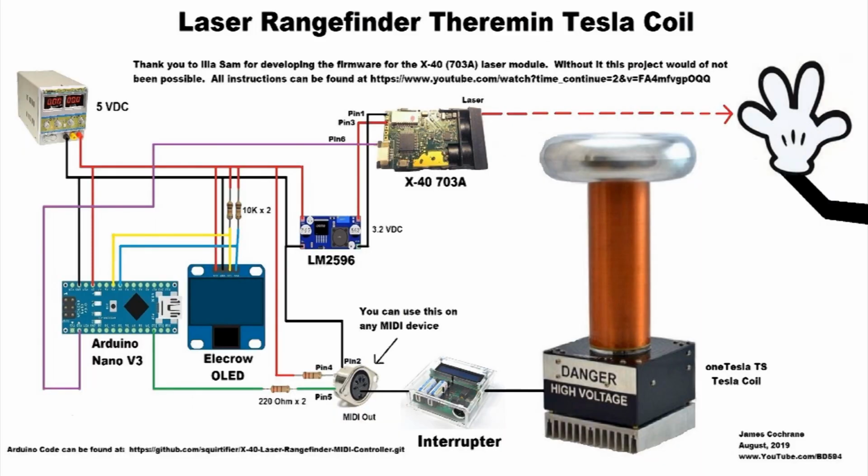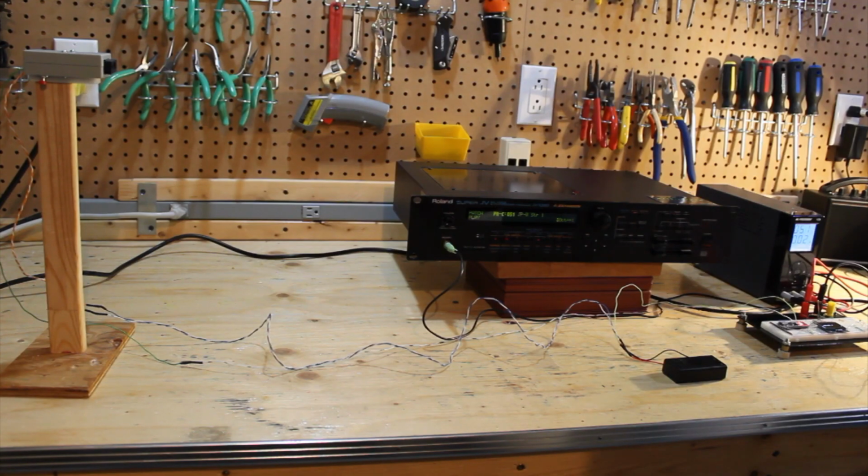Unless you want to be in a band like Architect, you can also utilize the laser rangefinder Theremin with any MIDI device. In this example, I'm just using the laser range MIDI controller as a one string harp.